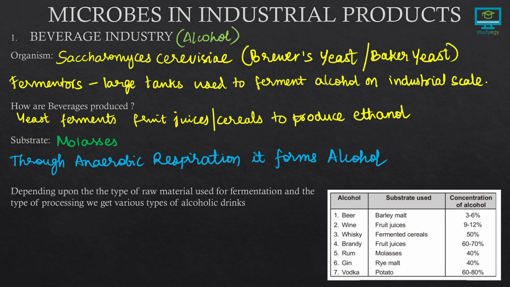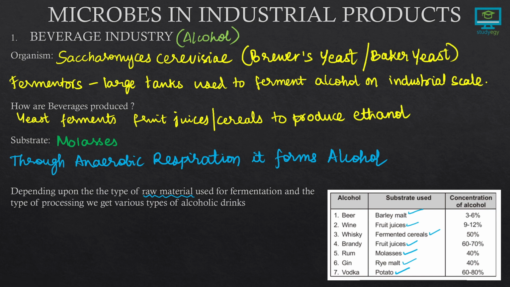Now here we see, depending upon the type of raw materials used for fermentation and the type of processing, we get various types of alcohol. For example, beer is prepared from barley malt, while wine is prepared from fruit juices. Whiskey is prepared from fermented cereals. Brandy again uses fruit juices. For rum, we use molasses. For gin, we use rye malt. And for vodka we use potatoes.